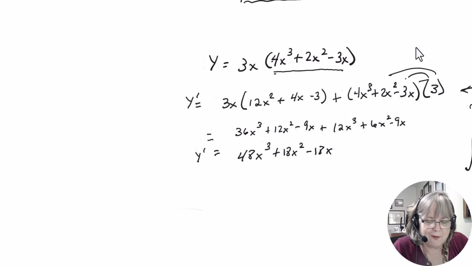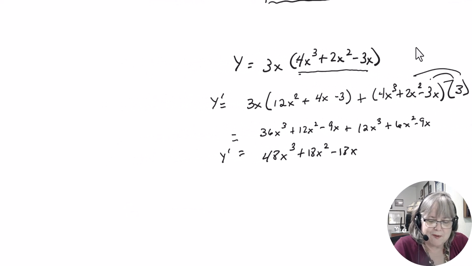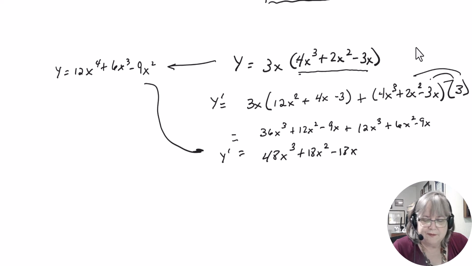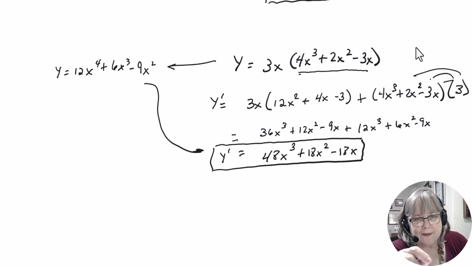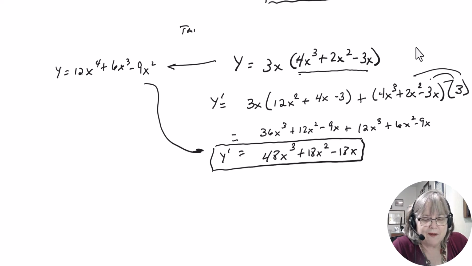Now, just to prove a point one more time, if you had multiplied this out instead of doing the product rule, you would have had y is 12x to the fourth plus 6x cubed minus 9x squared. And if you take the derivative of this, you would get the same thing. Now, and faster actually, probably a lot less errors. But I want to caution you about something. If on the test, the test instructions just say take or find the derivative.